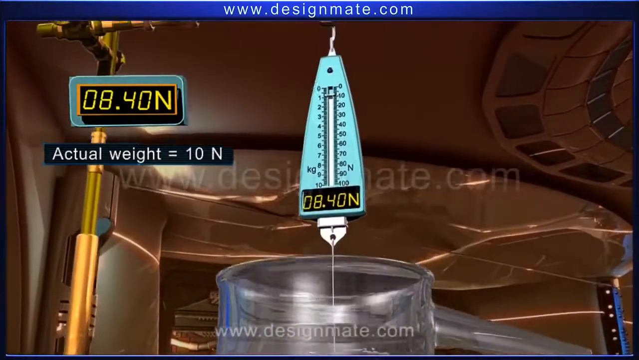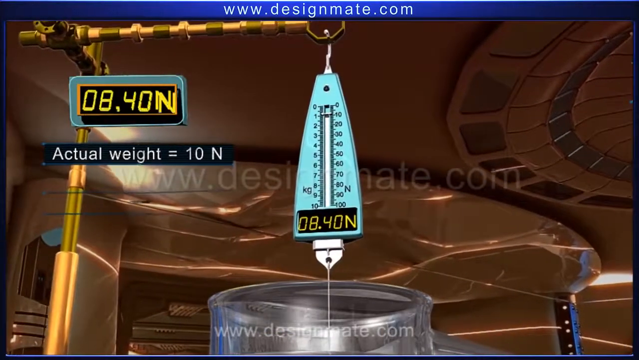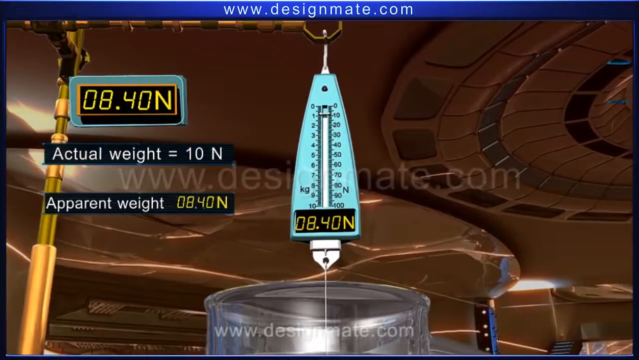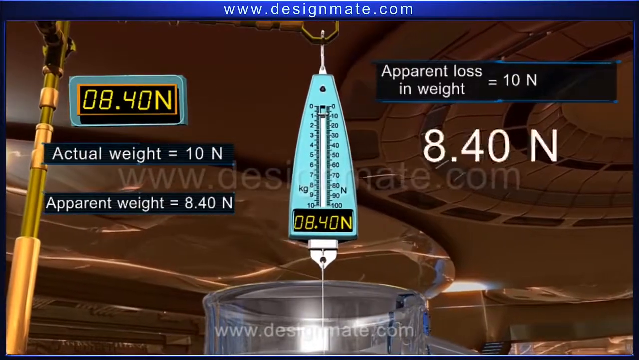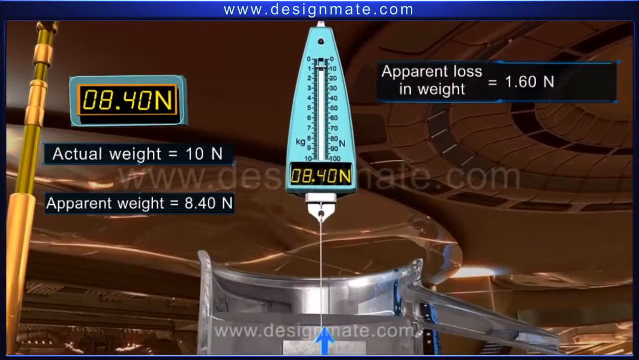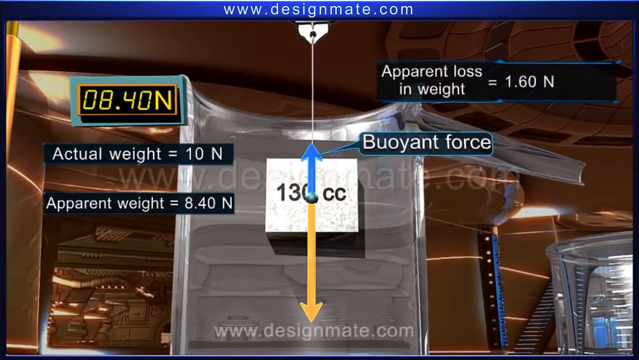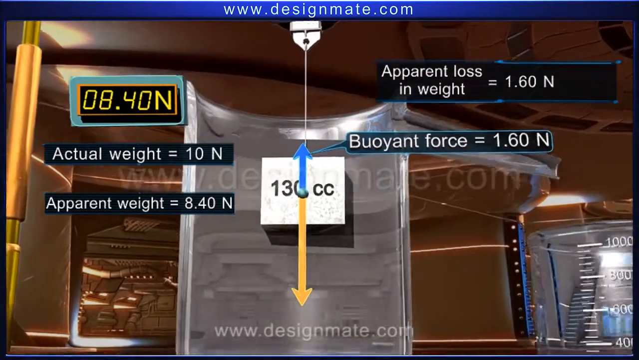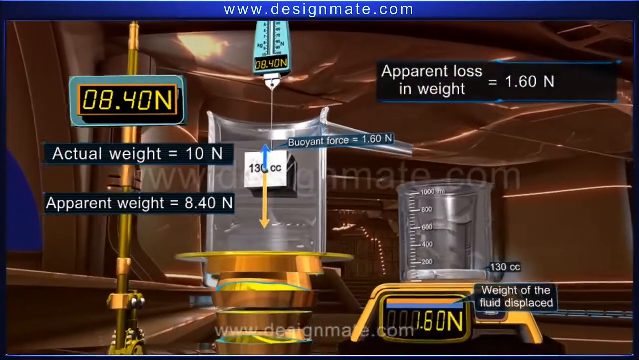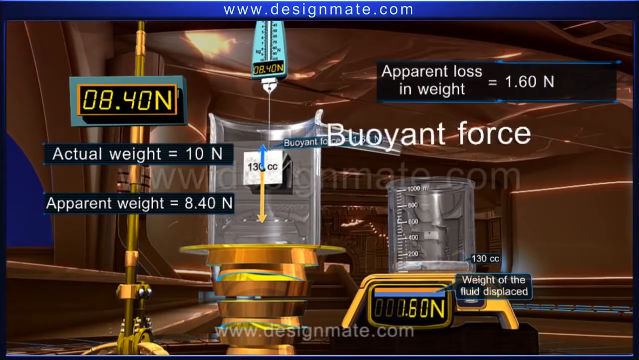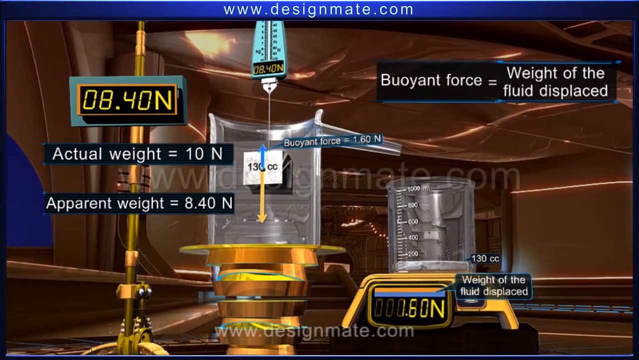Now, from the spring balance, note the apparent weight in glycerin and calculate the apparent loss in weight. It is 1.60 Newton. Thus, the buoyant force acting on the object this time is 1.60 Newton. Isn't it interesting that in this case too, the buoyant force is equal to the weight of the fluid displaced?